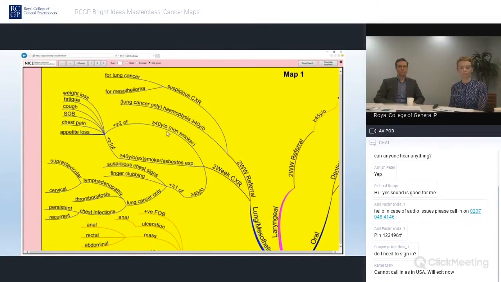This branch tells us we should consider an urgent chest X-ray for patients over 40 who have never smoked, but there are conditions attached. They must have at least 2 of these symptoms: weight loss, fatigue, cough, shortness of breath, chest pain, or appetite loss. Incidentally, it is assumed that the symptoms throughout the guidelines are unexplained. So for patients over 40 who have never smoked and have 2 of these symptoms, the clinician is advised to consider an urgent chest X-ray.